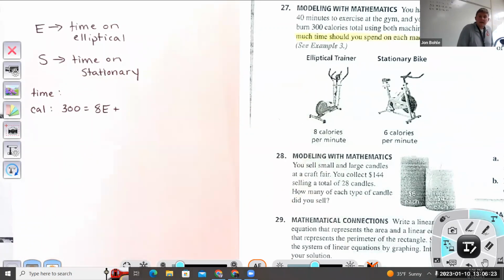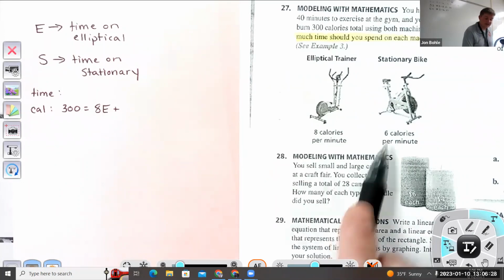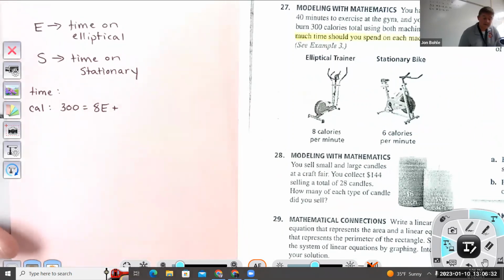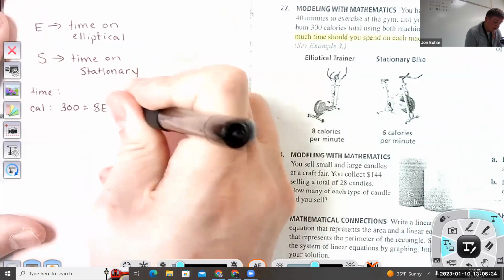Plus 6 calories per minute on the stationary. How do I write that? 6S. Okay, do I have any question?